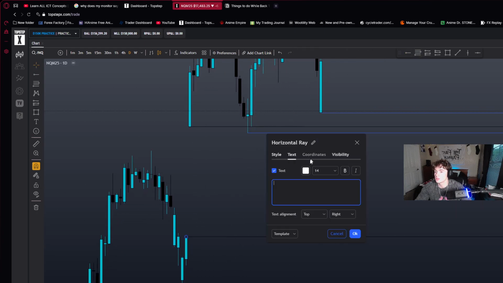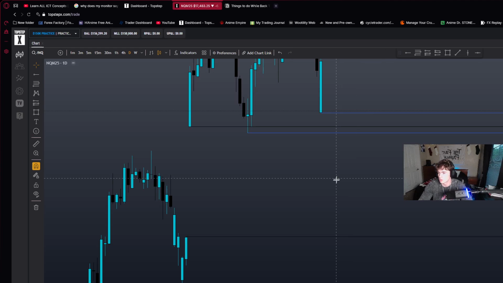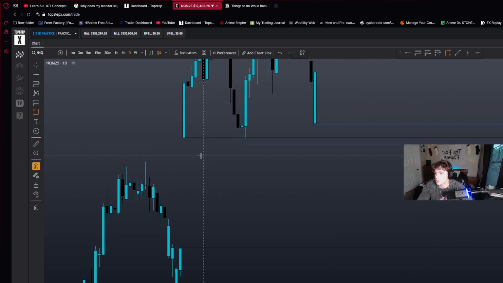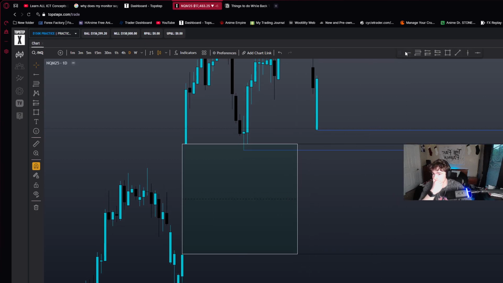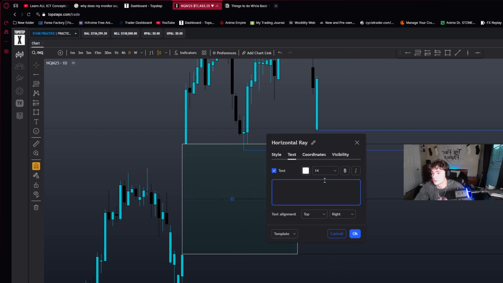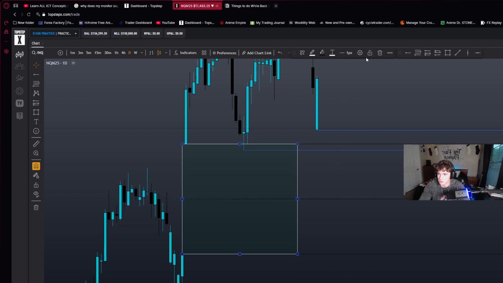Alright. Settings, weekly gap. And let's get the 50. Let's get the consequent encroachment of it. We're gonna put this right here: CE of weekly gap. Damn, this song is good.